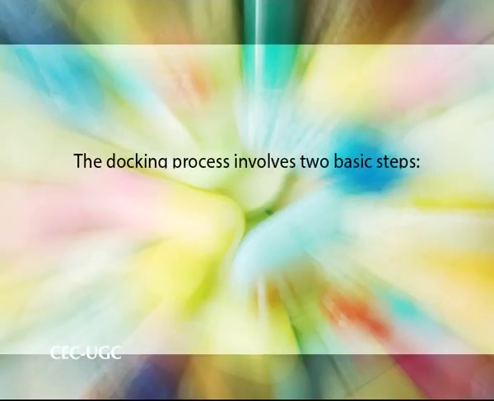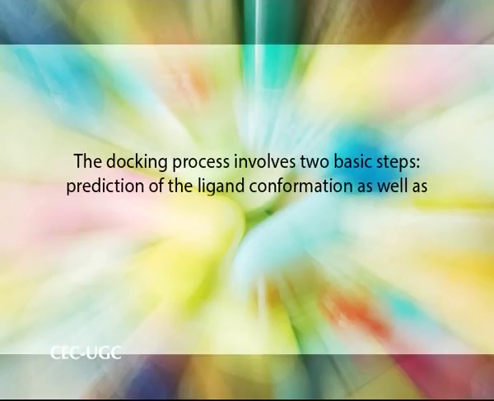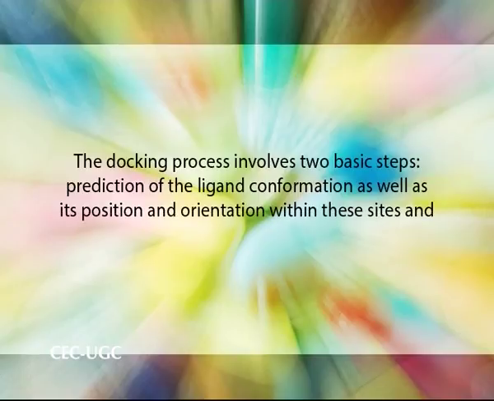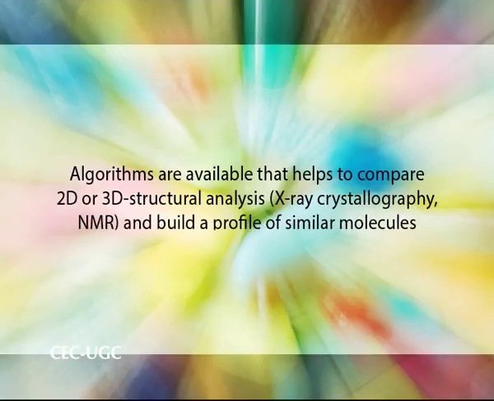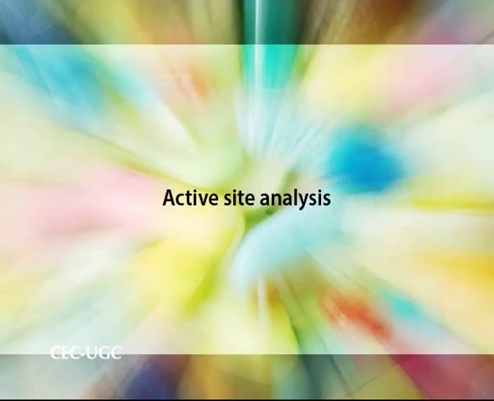The docking process involves 2 basic steps: prediction of the ligand conformation as well as its position and orientation within these sites, and assessment of the binding affinity. These 2 steps are related to sampling methods and scoring schemes respectively. Various docking algorithms used in drug designing are DOCK and CombiDock. Algorithms are available that help compare 2D or 3D structure analysis, that is X-ray crystallography, NMR, and build a profile of similar molecules. Next is active site analysis.